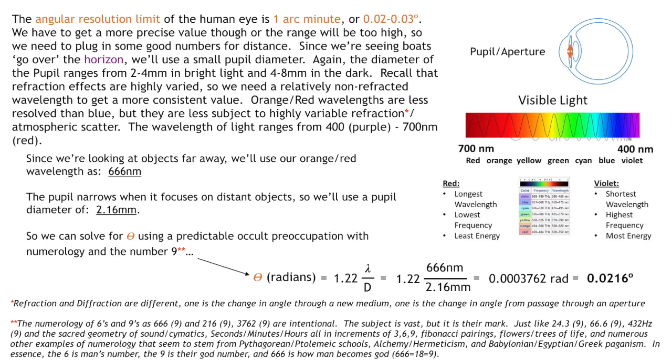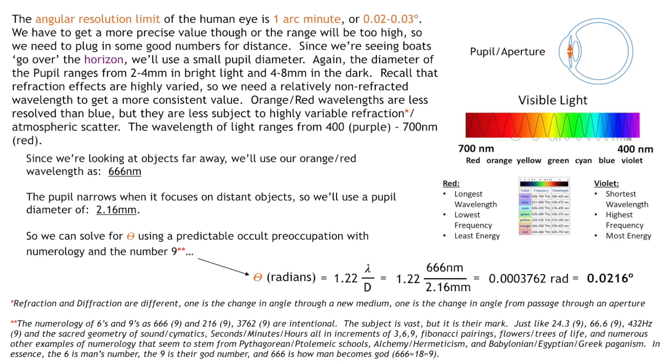Recall that refraction and diffraction are different. One is the change in angle through a new medium. One is the change in angle from passage through an aperture. So the wavelength of light ranges from 400 nanometers of the purple range to 700 nanometers of red. We want to use the more orange-red later wavelengths. Since we're looking at objects far away, we'll use an orange-red wavelength of 666 nanometers.